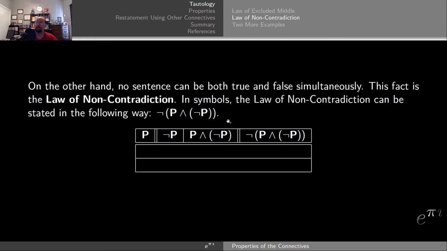Now, let's take a look at the truth table for this. If P happens to be true, negation of P will be false, and the conjunction of true with false will give you false, and the negation of false will give you true. On the other hand, if P happens to be false, the negation of P would be true, the conjunction of false with true will give false, and the negation of false will give true. Notice that the final column is all true, meaning that the law of non-contradiction is also a tautology.